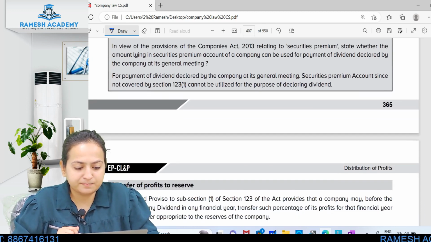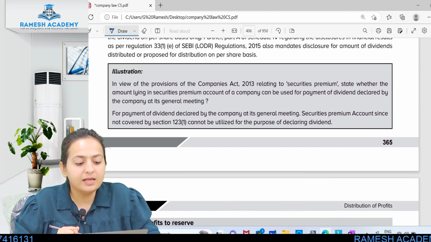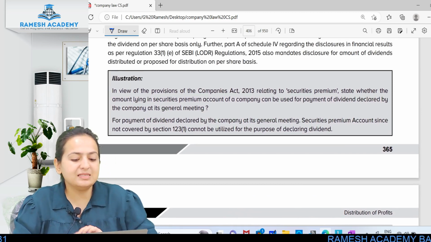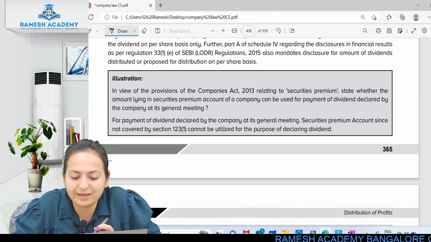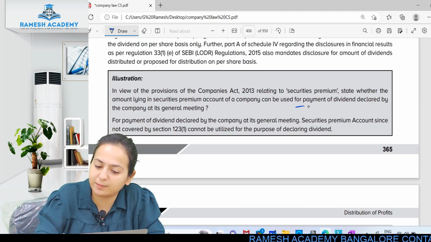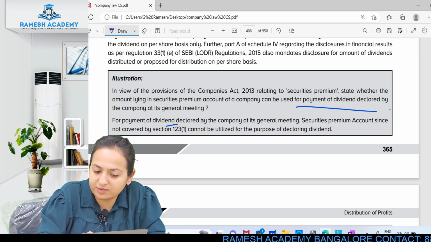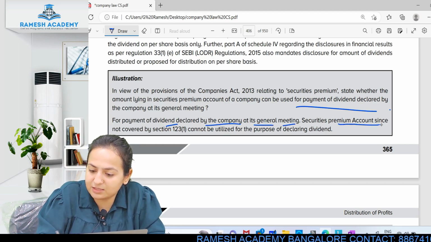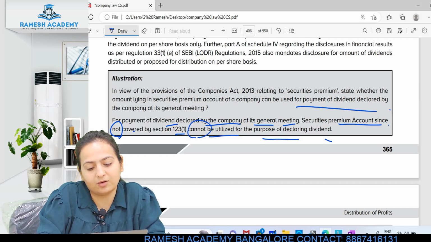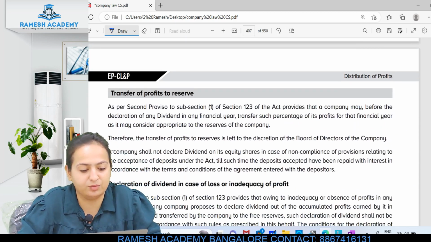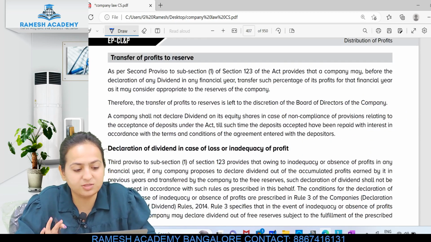Next is, see, in the Companies Act relating to the securities premium, state whether the amount lying in the securities premium can be used for payment of dividend declared by the company at the general meeting. Securities premium is not covered in Section 123, so it cannot. Only the free reserves can be used when the dividend is distributed.